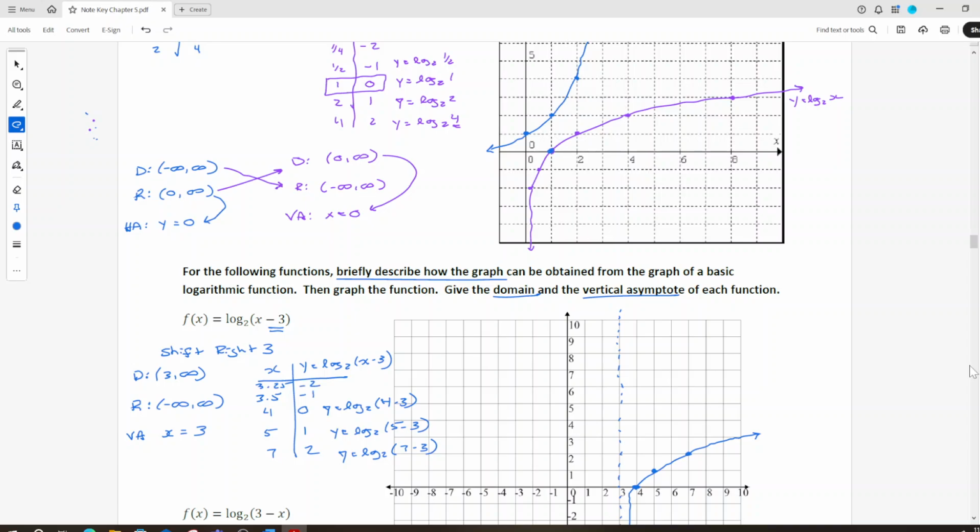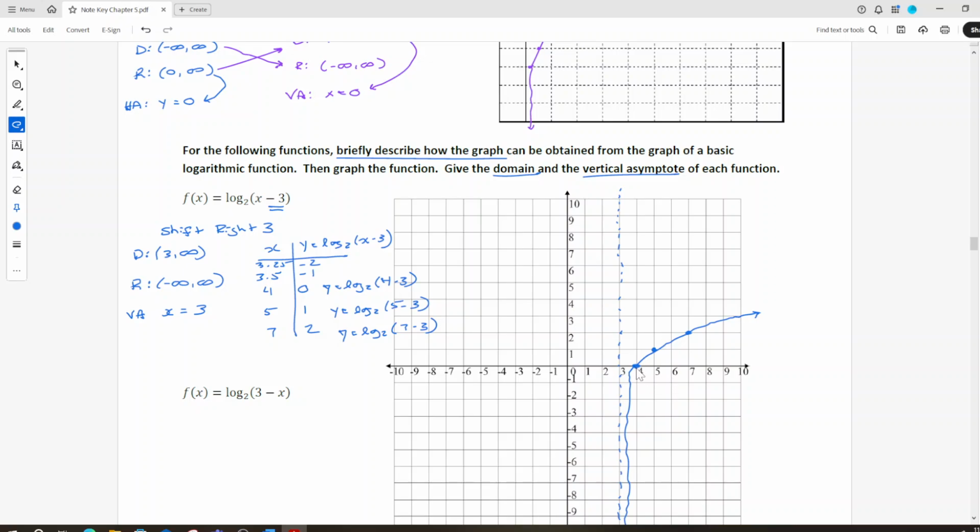But again, when I'm sketching, as soon as I know where that x-intercept is, I kind of just approach the asymptote. The other way of doing it, if this table of values makes no sense to you, is to change this to exponential form. So you could say this is 2 to the y is equal to x minus 3.